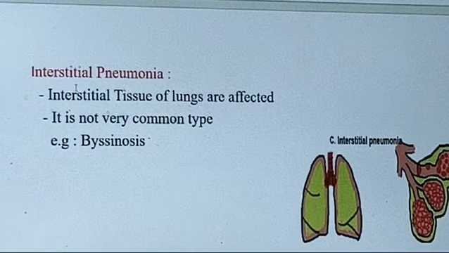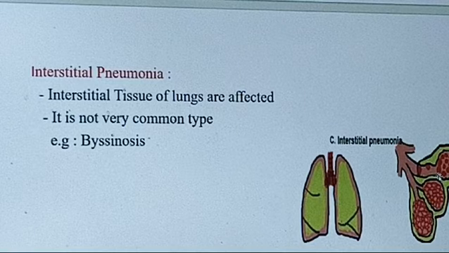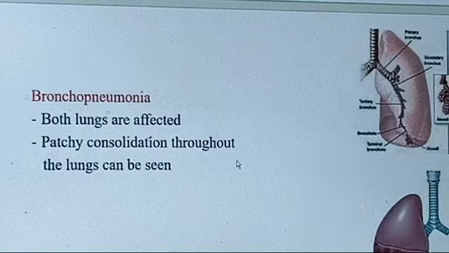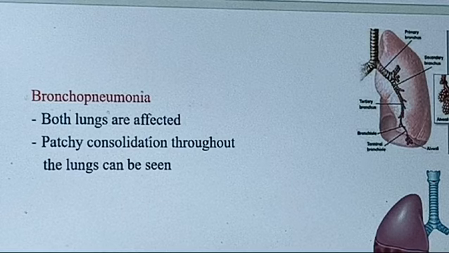The second one is interstitial pneumonia. In interstitial pneumonia, especially the tissues of the lungs are affected by the pneumonia. In bronchopneumonia, both lungs, the 2 lungs, are affected by the pneumonia. In the lungs especially, we can see patch-like structures.